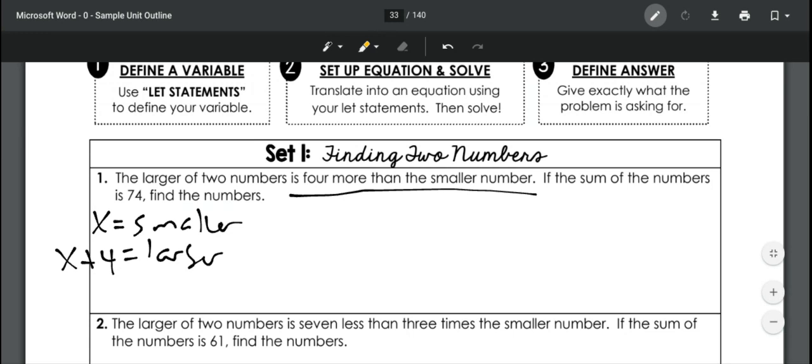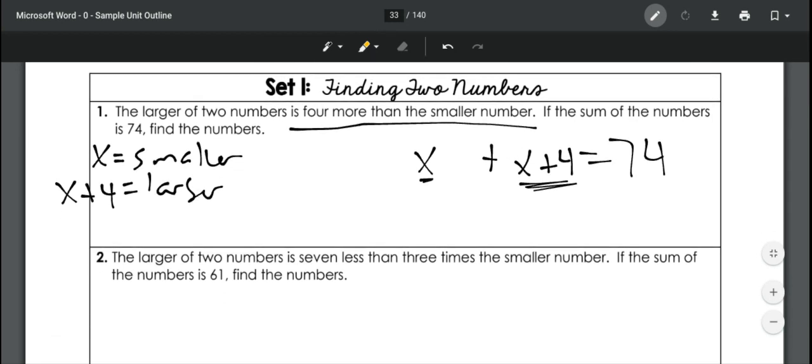That's really important to write down. Otherwise, you just kind of get confused at what you're writing. So the sum of the numbers is 74. Sum means to add. So you're going to have the smaller one plus the larger one. And remember, this represents the larger one, so you have to have both those x's there. Then you go ahead and solve the equation like normal.